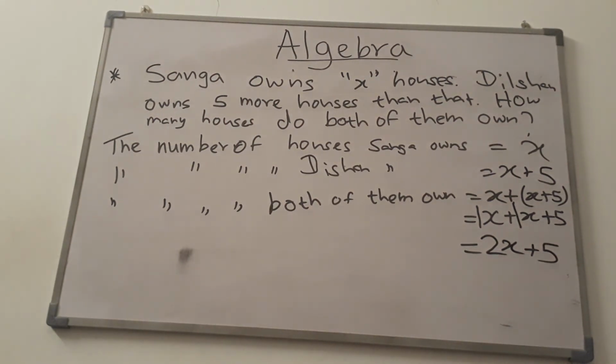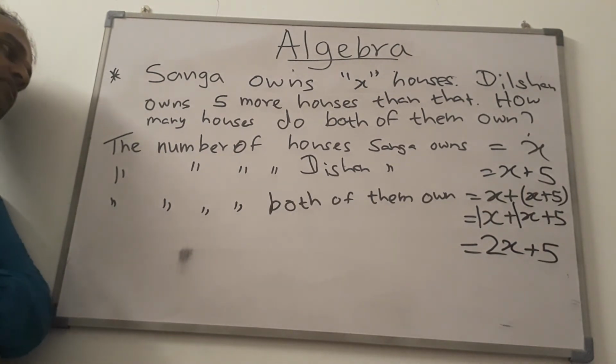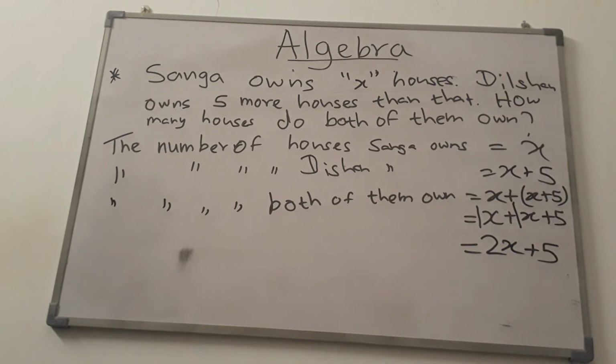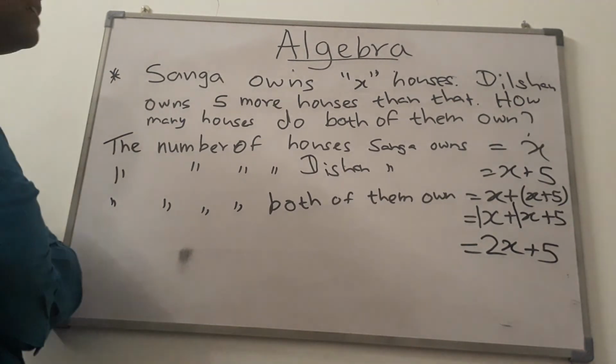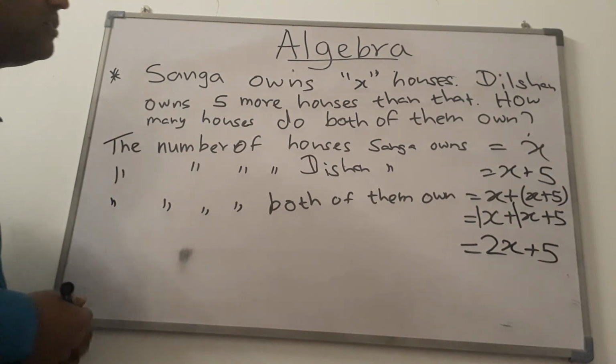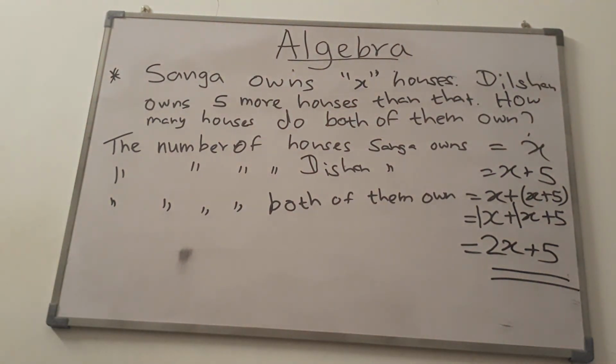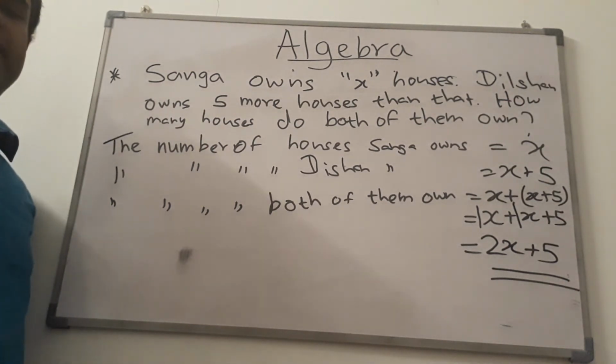Can we add these two terms? We have done so many sums and we know an algebraic term cannot be added with a number term. So more than that we can't simplify, and we can't progress more. So this is the final answer, 2x plus 5. Both of them own this many houses. Keep it in mind. That's all for today. Thank you.